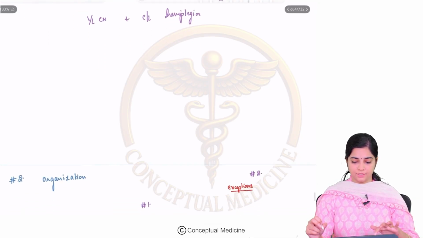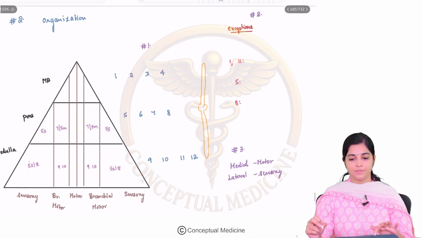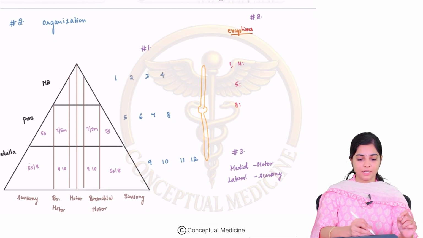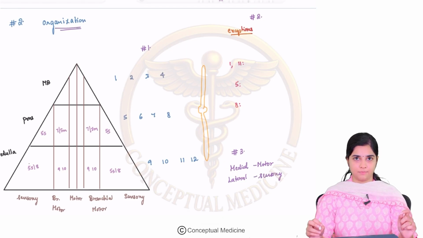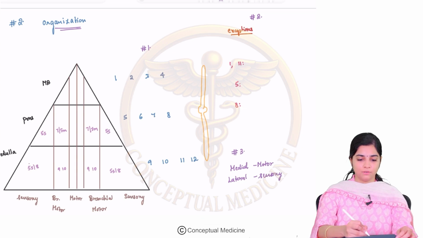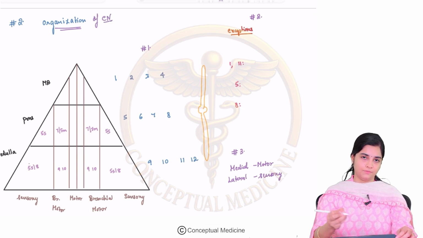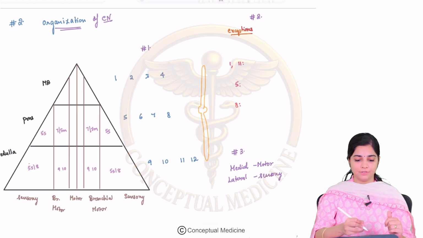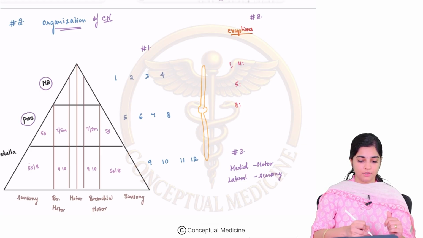Then let us understand concept number 2, which is to understand the organization within the brainstem. The first is the organization of cranial nerves. What are the structures which comprise the brainstem? They include the midbrain, the pons and the medulla.